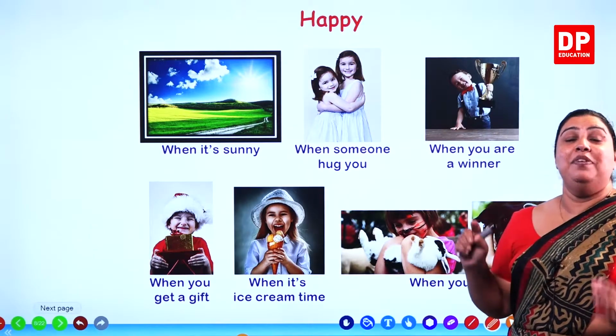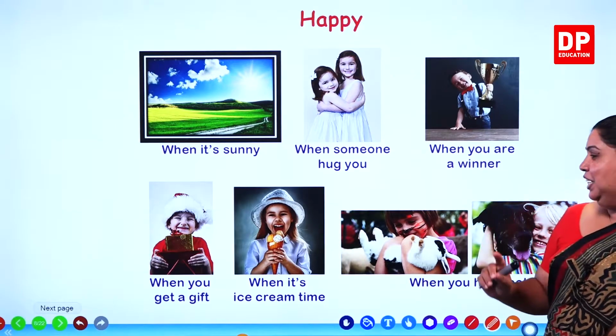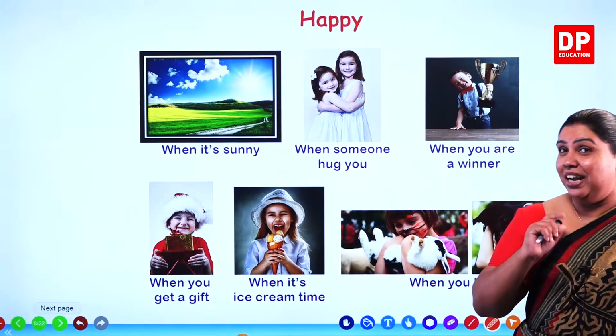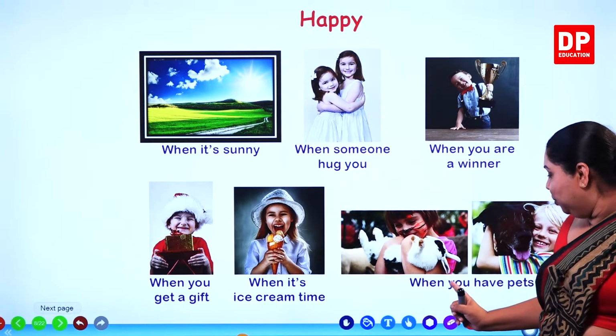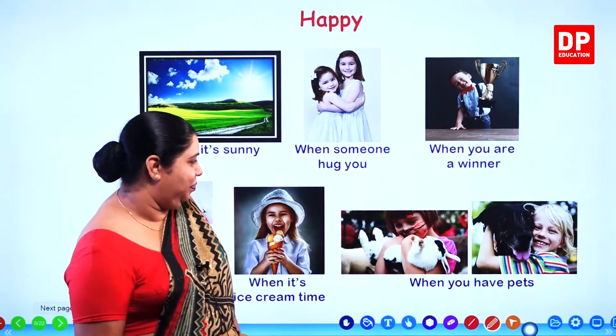We are happy. We are happy when it is something that we like to eat. So ice cream time is a time that we all are very happy. Then look at the next picture. I want you to look at the next picture.